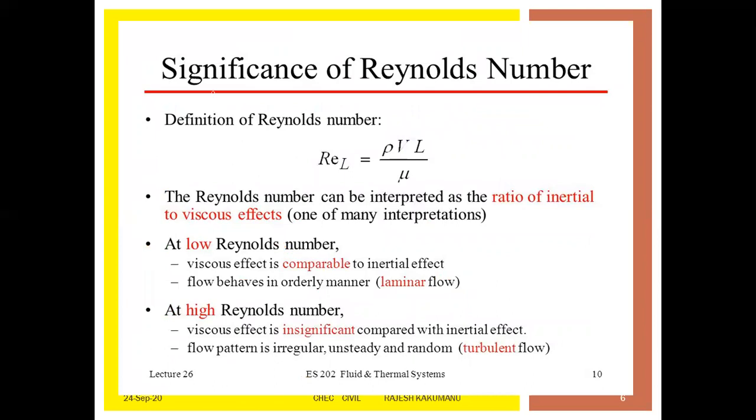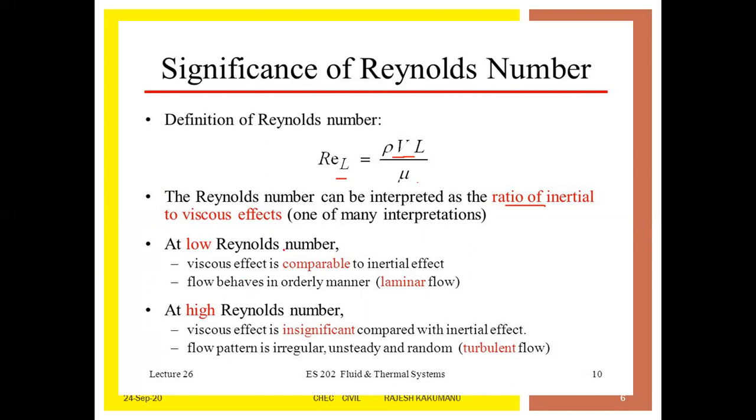Next, the significance of Reynolds number. The definition of Reynolds number is given by Re to the length equals rho into V into L divided by mu. The Reynolds number can be interpreted as the ratio of inertial forces to viscous effects.